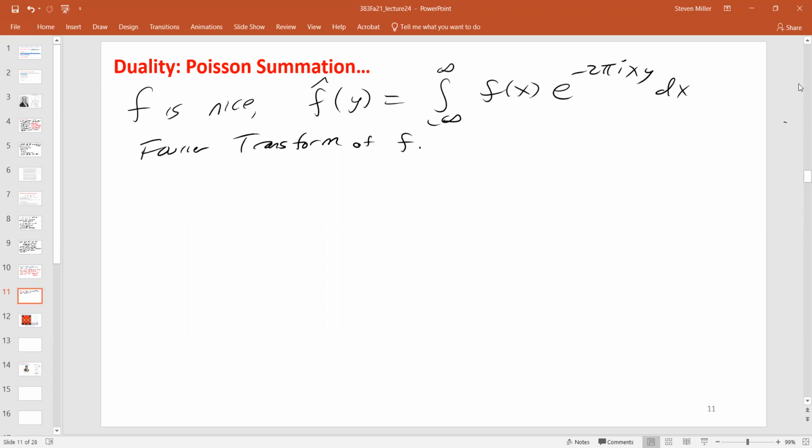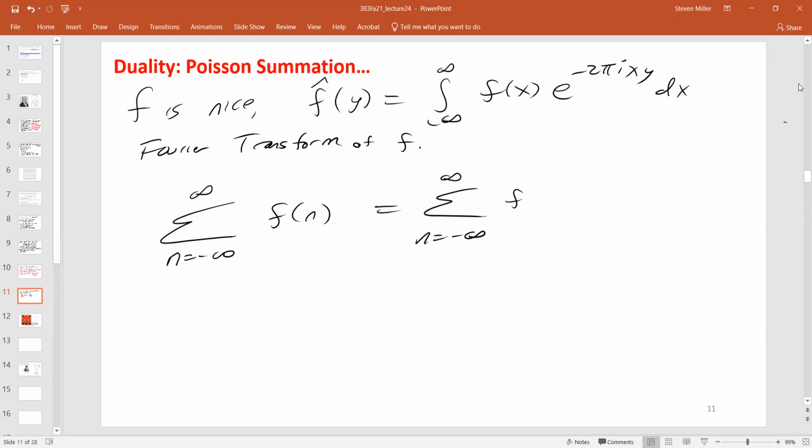One of the most beautiful formulas we have is the sum, and it goes from minus infinity to infinity of f of n is the sum from minus infinity to infinity of f hat of n, if f is nice. So we will define nice later, but can you give me at least one property that must be true for the function to be nice?